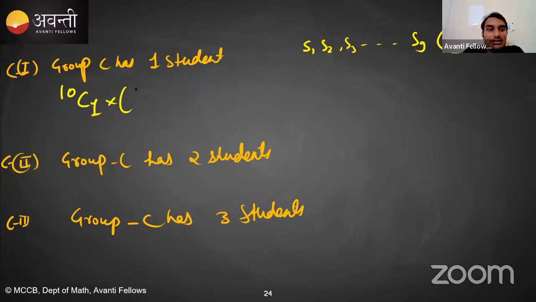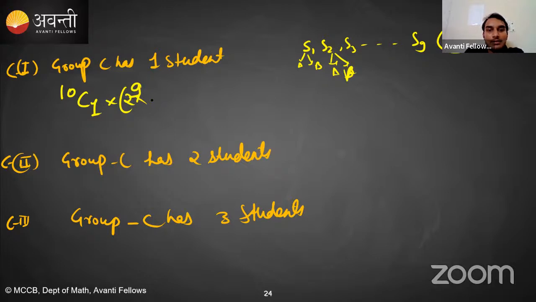So student 1, how many choices does student 1 have? Student 1 has 2 choices, either group A or group B. Similarly, student 2 also has 2 choices, either group A or group B. Yes or no? So student 1 can be placed in 2 ways, either in group A or group B. Second student को बुलाया, he also has two ways, either group A or group B. Third student also has 2 ways, group A, group B. So now you have 2 into 2 into 2. How many times? 9 times. So 2 raised to the power 9.